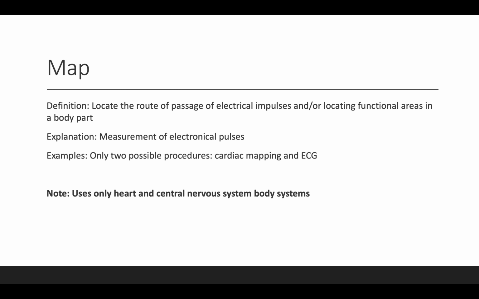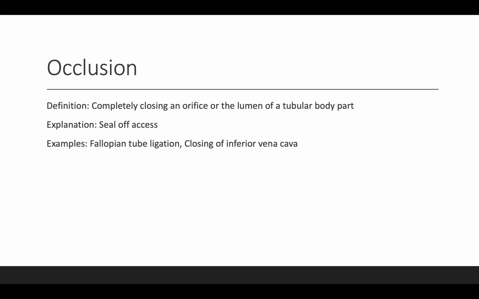Root operation map. Definition: locating the route of passage of electrical impulses and/or locating functional areas in a body part. Basically, this is a measurement of electrical pulses. There are only two possible procedures: cardiac mapping and an EEG, which is used for brain waves.